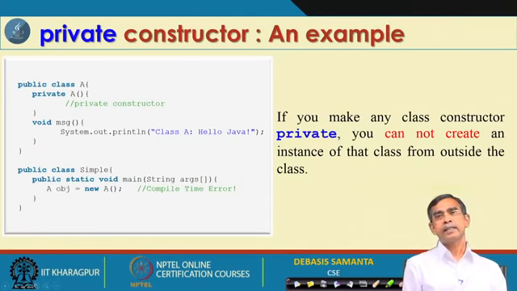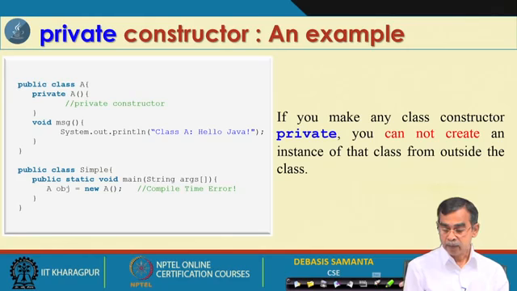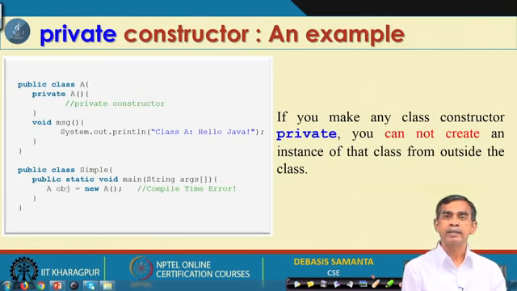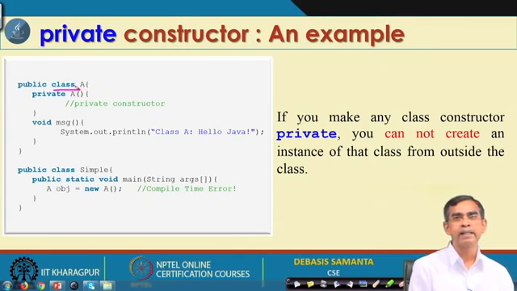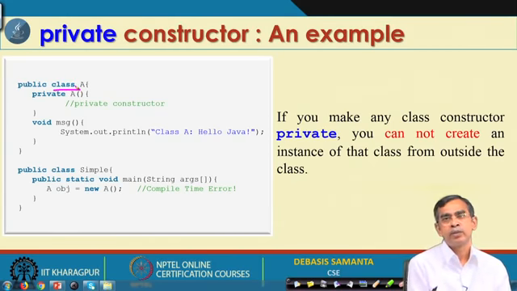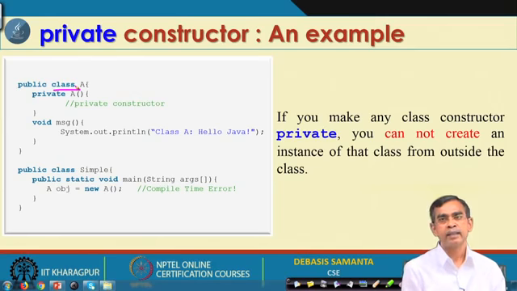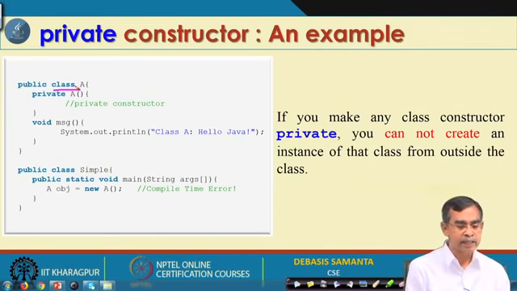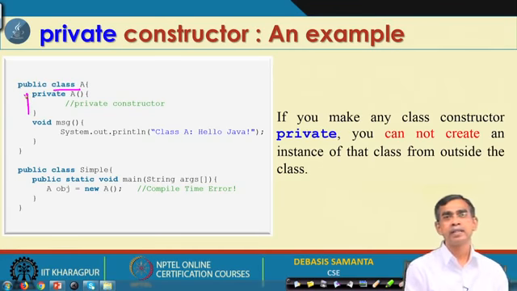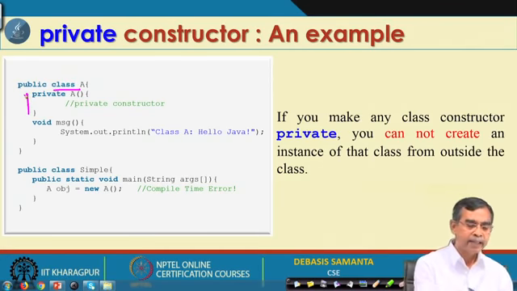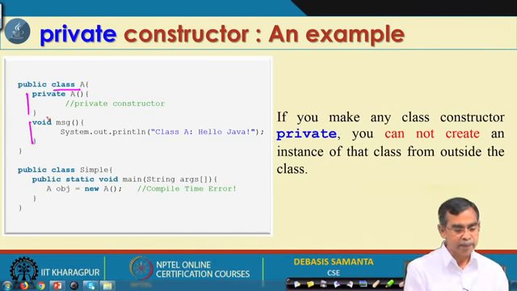Now, let us look at another aspect: the constructor. What will happen if we declare a constructor as private? In this case, you see this class is declared as public, so anybody can access this class, that means create an object of this class. However, here the constructor is declared as private, and this method by default is a public method because it belongs to a public class.